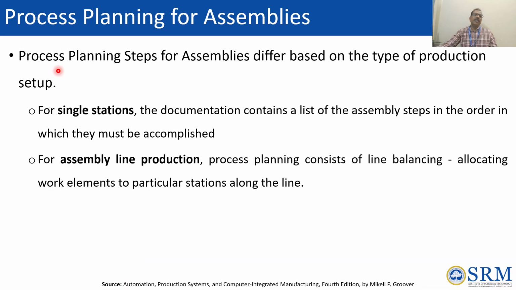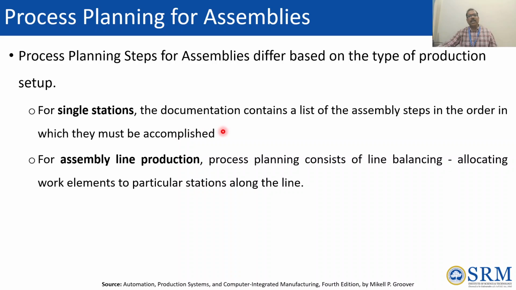So what are all the steps available for process planning for assembly? This is single station assembly or assembly line production. It depends on the complexity of the product. We need to choose whether in one particular station itself we are going to do the assembly, or we are going to have a production line or assembly line for that.